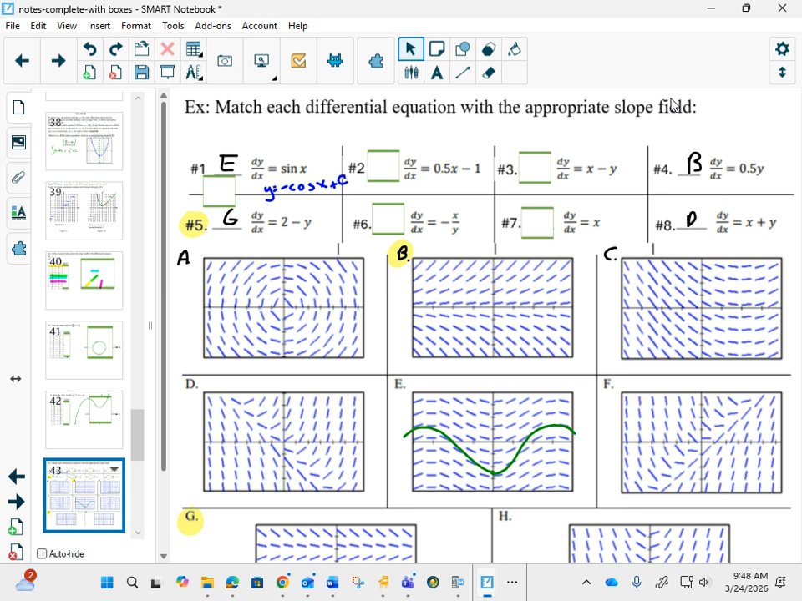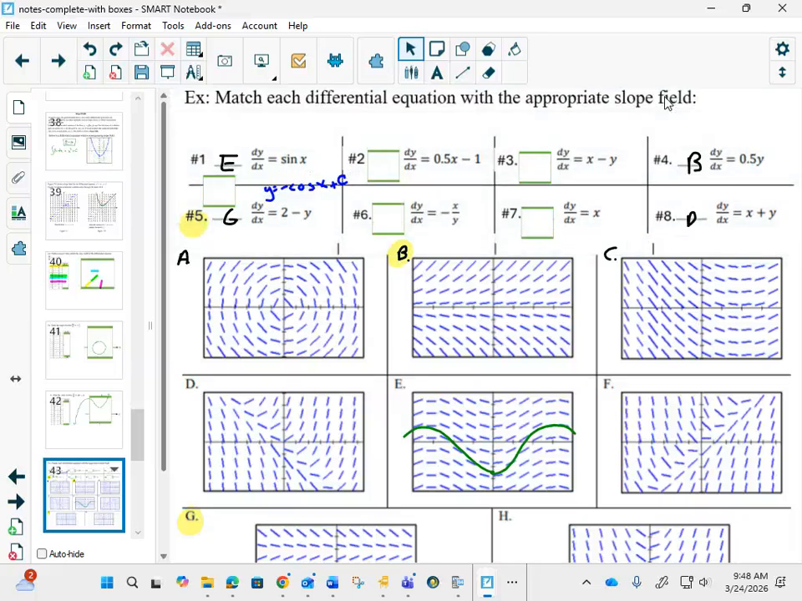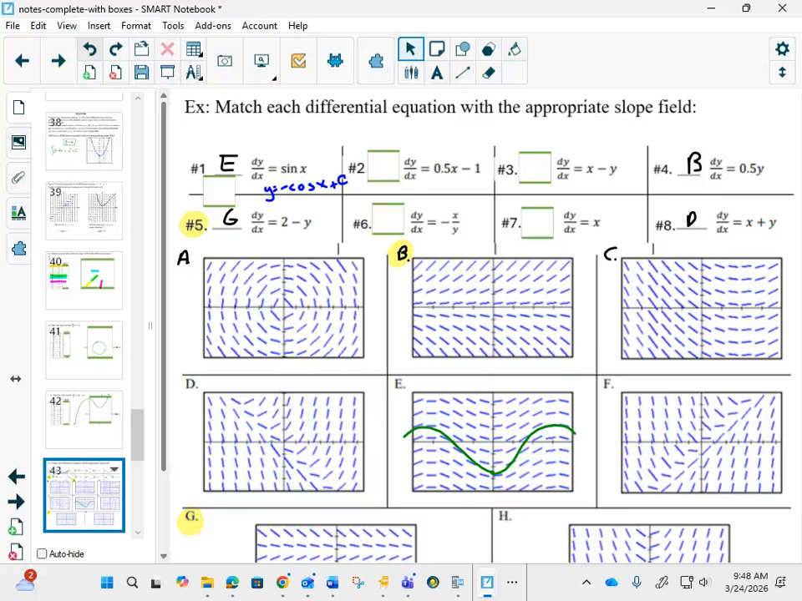Ah, it's way up there. That makes sense. It is B, and I gave away 8. That's not a good idea. Okay. All right.